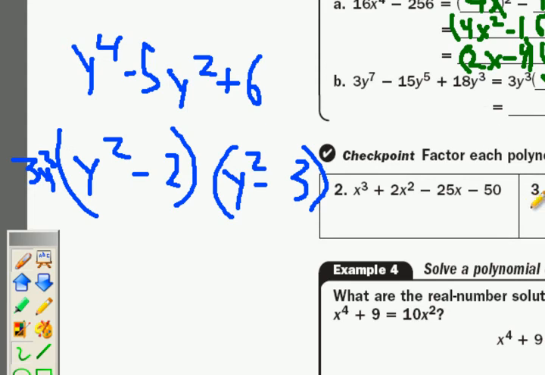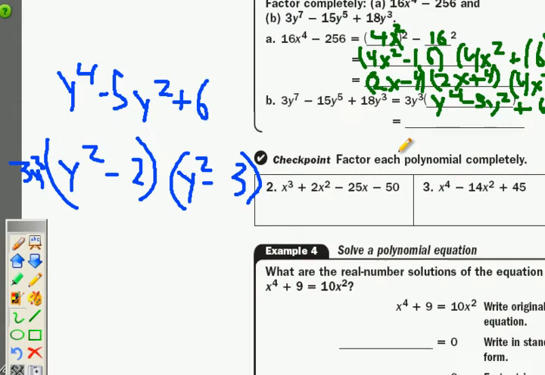Go ahead and take a look at the checkpoint and see how you do, and pause it for a minute and work them out and see if you can see what I see.